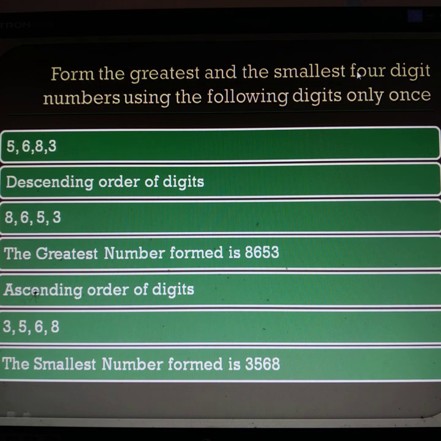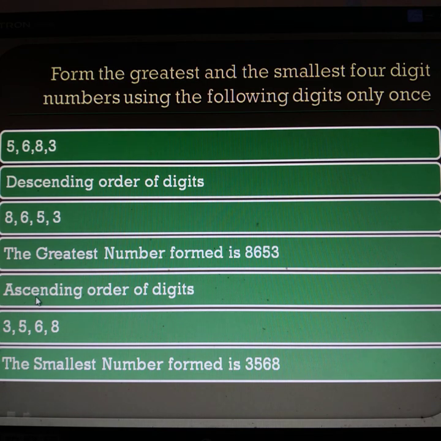Now to form the greatest number, we have to arrange the digits in descending order. So we have to arrange the given numbers 5, 6, 8 and 3 in descending order. From the given 4 digits, 8 is the greatest, after that 6, after that 5 and after that 3. So these numbers are arranged in descending order. So the greatest number formed is 8, 6, 5, 3. In this way you can form the greatest 4-digit number using the given digits.